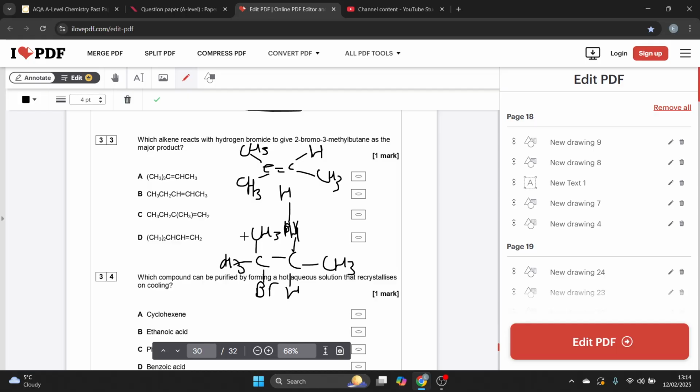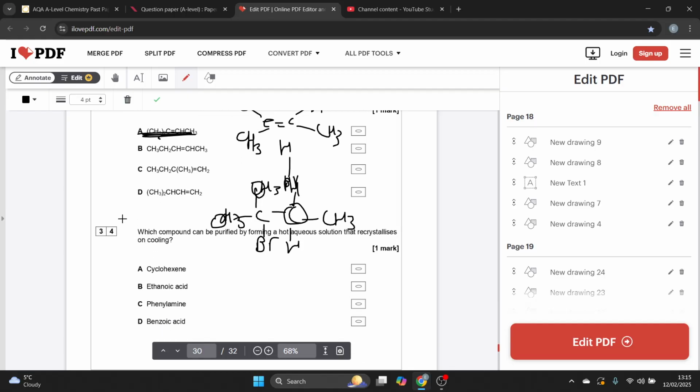And that is a tertiary alcohol, 1, 2, 3. But what is that though? Is that 2-bromo-3-methylbutane? No, it's not, because I start from the left hand side. It is 2-bromo, but I've also got a methyl group attached to that bromo as well. So yeah, definitely not A.